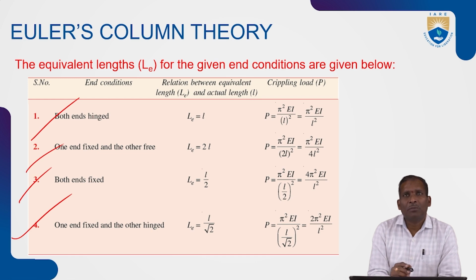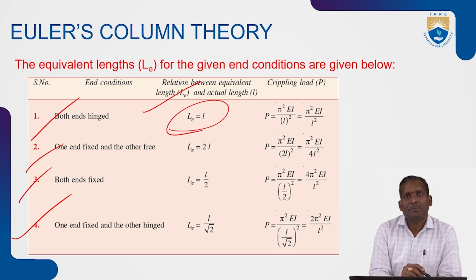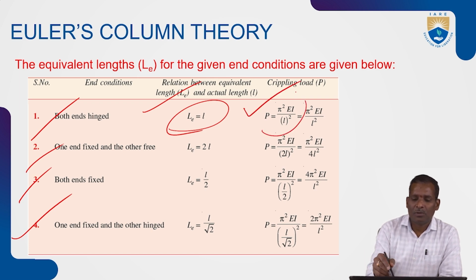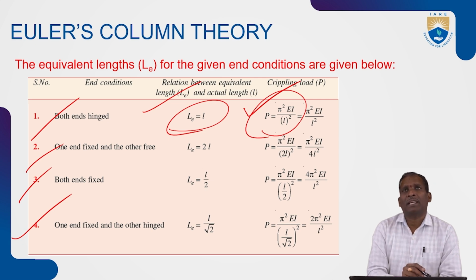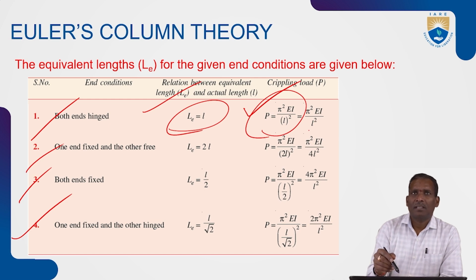So what is the relation between equivalent length and actual length? The equivalent length Le is equal to L. So when both ends are hinged, the crippling load we have already derived: P is equal to pi square EI by L square. So this is the both ends hinged condition, pi square EI by L square, so this is equal to L.